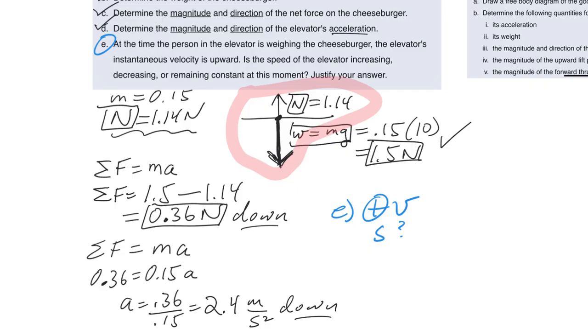Well, the acceleration is down, right? So the acceleration is negative, okay? We established that it was down in the previous part. So if V and A are opposite signs, then the speed is decreasing. If they were the same signs, the speed would be increasing.